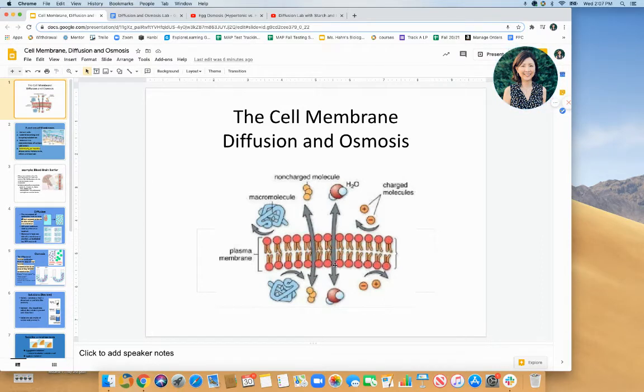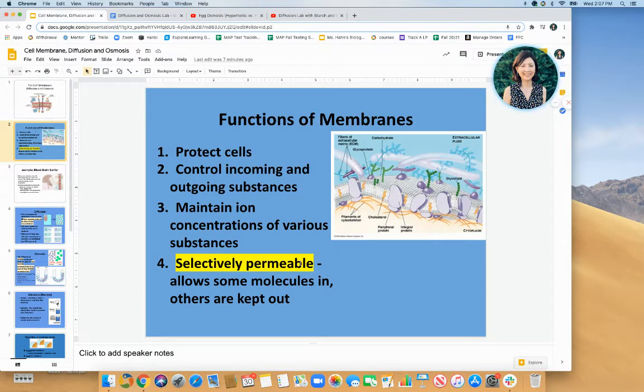can come in and out of the membrane, and other things cannot go in or out. So that's what we call selectively permeable. It doesn't let just anything come through, and so that's selective. And permeable means to be able to go through. So some molecules come in, others stay out.